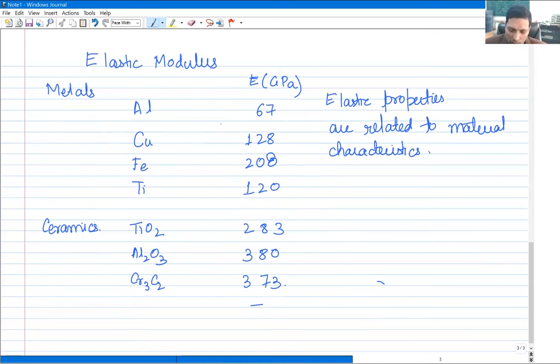So elastic properties are related to material characteristics, which are related to the atomic structure. And this is what we mean by atomistic origin. The different elastic moduli that we see in different materials are somehow related to this atomic structure. It has an atomistic origin. We will get into more detailed information about this in the next few slides.